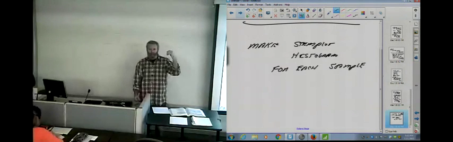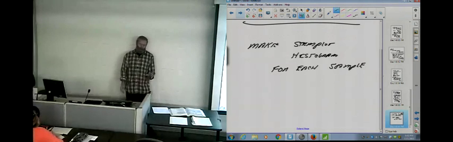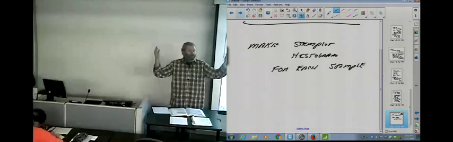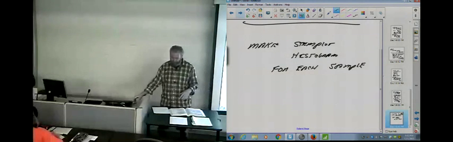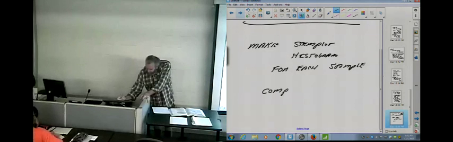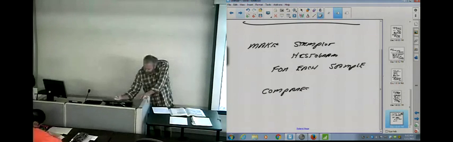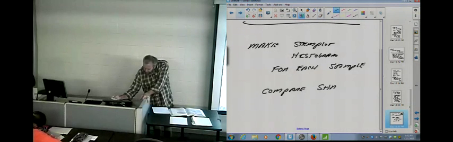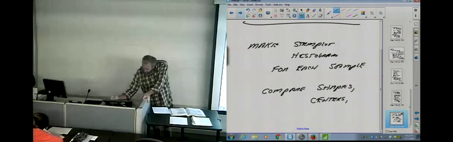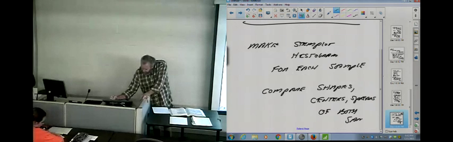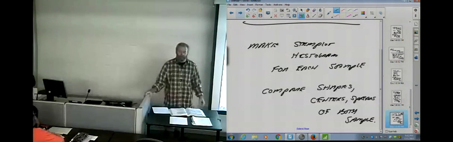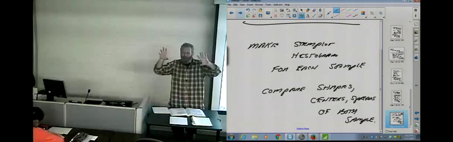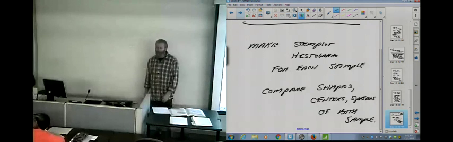Just like in the previous chapter where you had a single sample, you were going to make a stem plot or a histogram and start looking for skewness and possible outliers. Now you've got two samples. You're going to make a stem plot or a histogram for each one of them. And what you want to do is compare shapes, centers, spreads of both samples. So you're going to have a stem plot for each sample. You're going to want to compare them. You want to look at the shapes, the centers, the spread, any possible outliers going on.